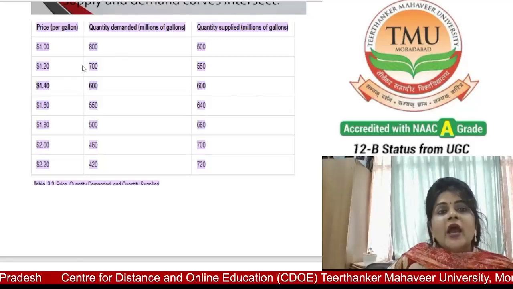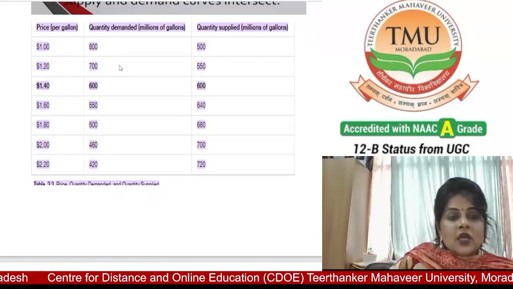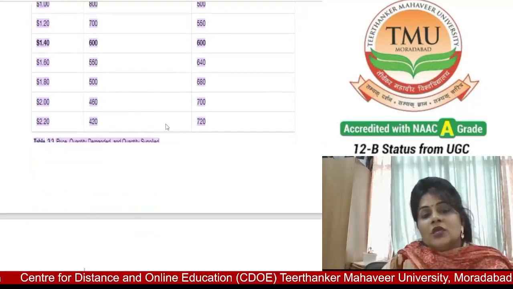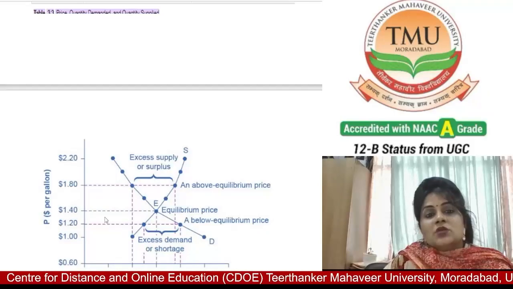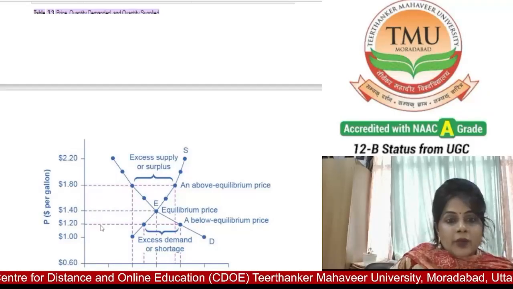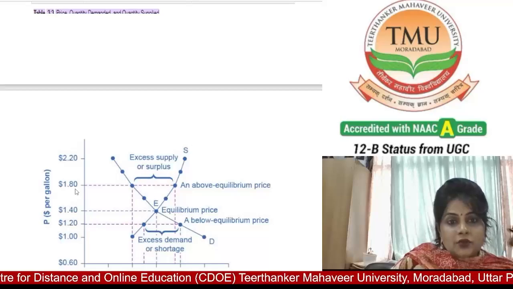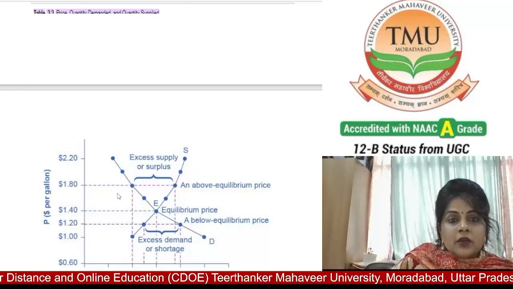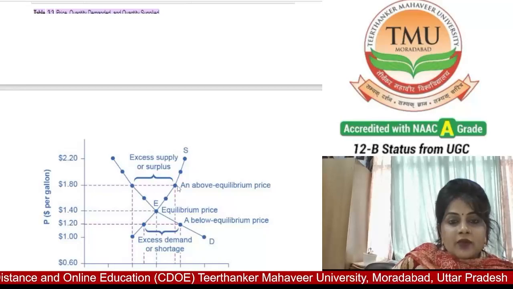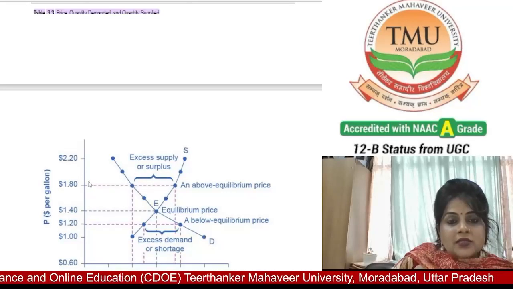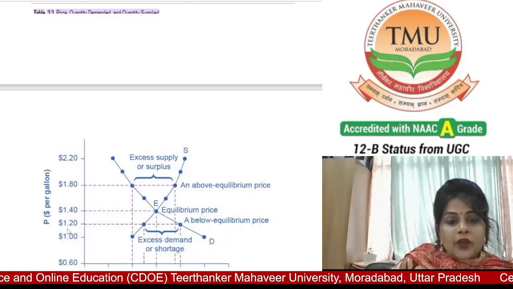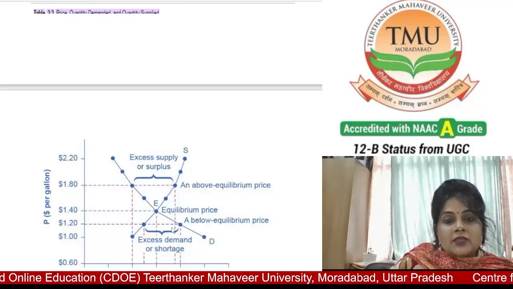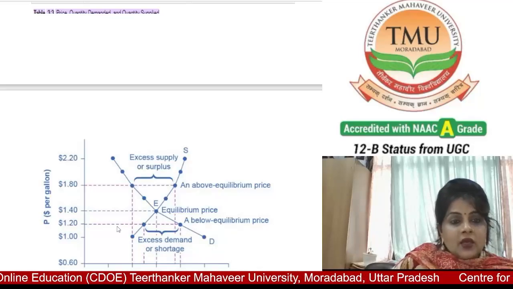At a price below equilibrium, such as $1.20, quantity demanded exceeds quantity supplied. So there is an excess demand. Here you can see that when the price is 1.80 per gallon, quantity supplied exceeds quantity demanded. It is excess supply and demand is less, and at the price of $1.20 it is excess demand. Here the demand is more and supply is less.